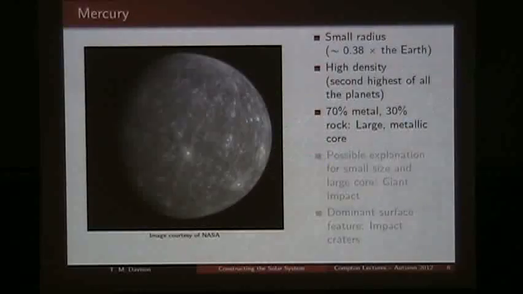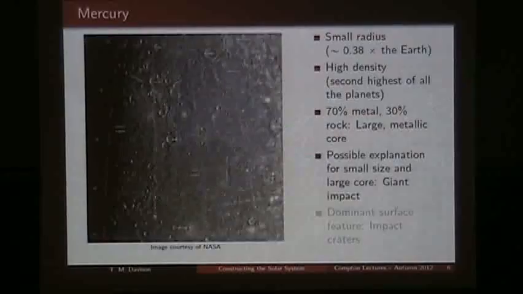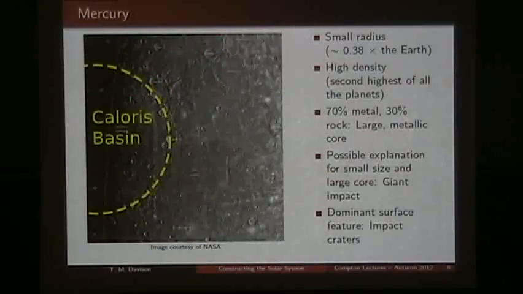It contains a very large metallic core, and it's possible that this core was formed in a giant impact event, stripping off some of the rocky material from the outside. But if you look at the surface of Mercury, you can also see one of the dominant features on the surface is impact craters. So you can see all over here we have lots and lots of impact craters. And even if you look on a bigger scale, you can see here we have a large impact crater. This is the Caloris Basin. This is one of the largest impact features in our solar system. It's around 1,000 miles in diameter.